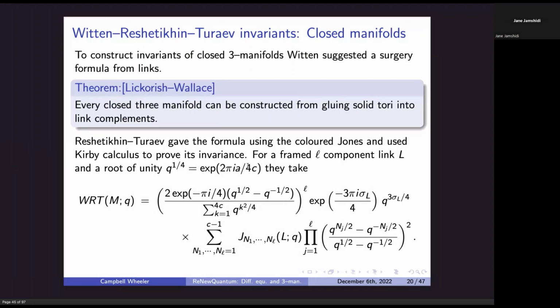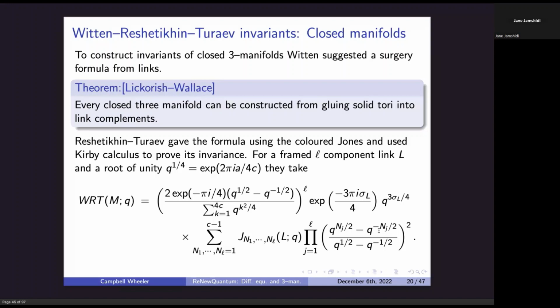And so here, if we fix a root of unity, with A and C as some coprime integers, then this is defined in the following way. This prefactor is just taking care of some kind of normalization. The bottom line is the main content. Here you see this colored Jones polynomial, and then this product of quantum numbers, q to the n on 2 minus q to the minus n on 2, divided by the corresponding thing with n equal 1. The reason this comes from a surgery formula is that the colored Jones part corresponds to the link, and this square of quantum numbers corresponds somehow to the torus that you're gluing in.